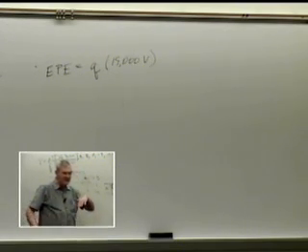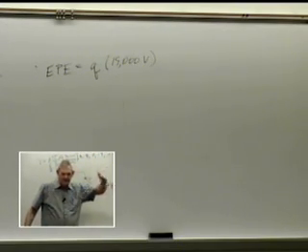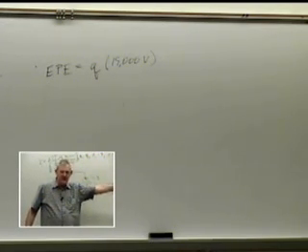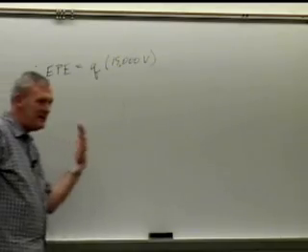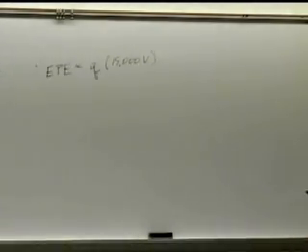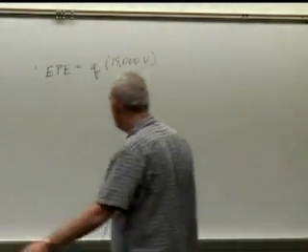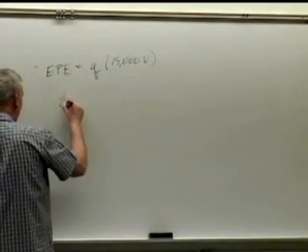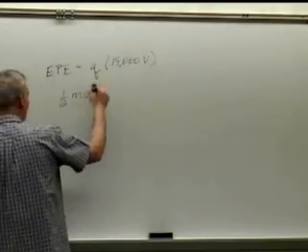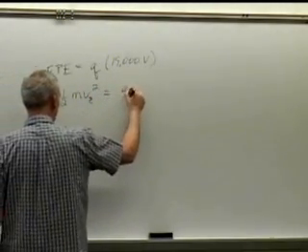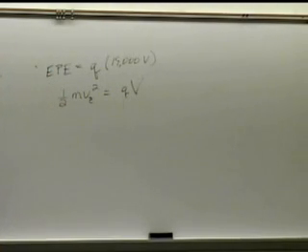Once it accelerates through that voltage, and it's on the other side of it, is there any more electric potential energy? No. So in other words, it converted all its EPE into kinetic energy. Exactly. So here's what we've got. We've got 1/2 mv of the electron squared equals QV, big V, the voltage.